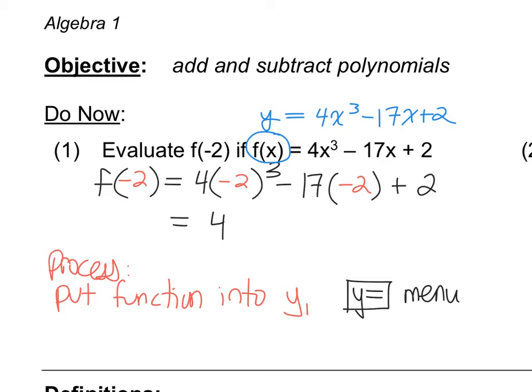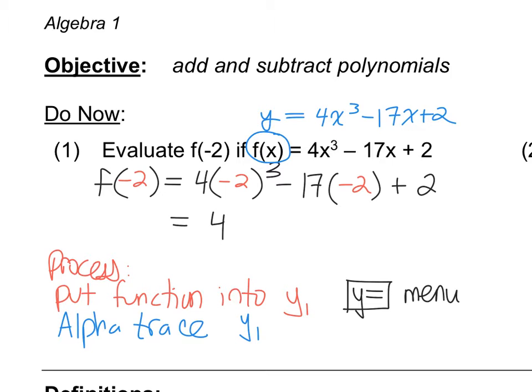Then in your home screen, you're going to select alpha, then trace, and select y1. So I put my function into y1. I typed it in the way they gave it to me, except I use y1 equals, they use f of x equals. It's not a big deal. In my home screen, so quit out of there. Now I'm hitting alpha, trace, selecting y1. So that's referencing my function y1.